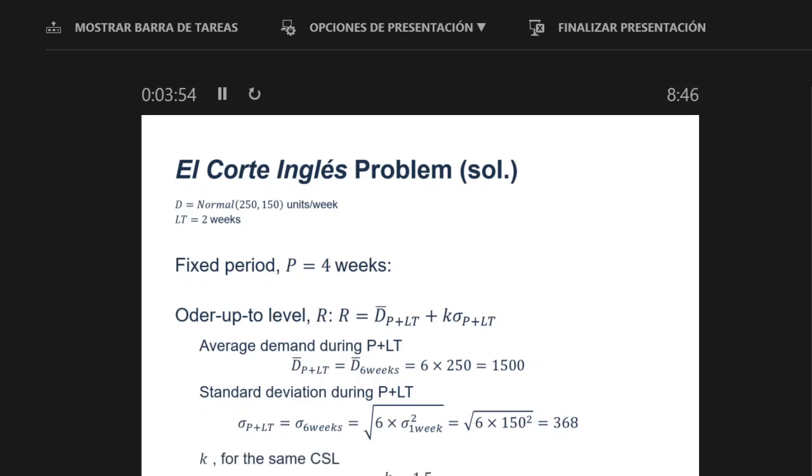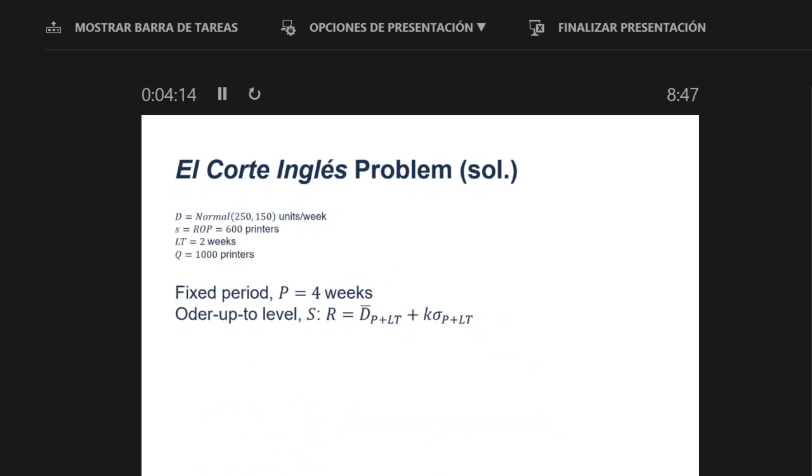So since we are using the same cycle service level, we still need to have K equal to 1.5. So we have this value, which is 1500, we have K, which is 1.5, and we have the standard deviation, which is 364. With all this, we can now, this is the summary of what we had in our previous slide.